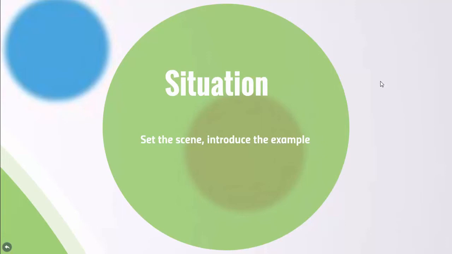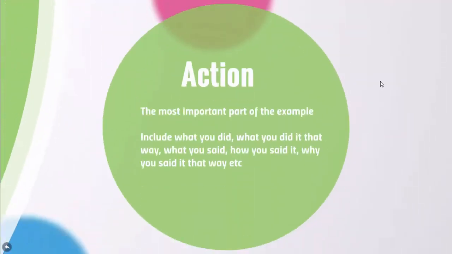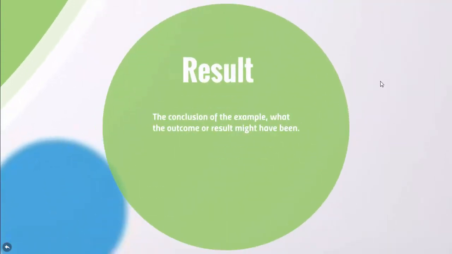You begin by explaining the example. Then you go on to describe your task and what your role was. The action is the most important part of the example. This needs to be the bulk of your answer and includes what you did, why you did it that way, what you said, how you said it, and why you said it that way. The result is the conclusion of the example, what the outcome or result might have been.